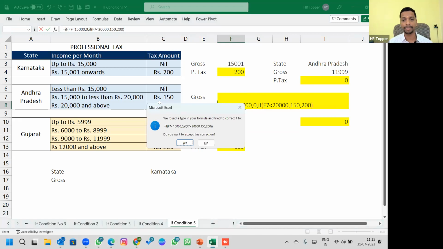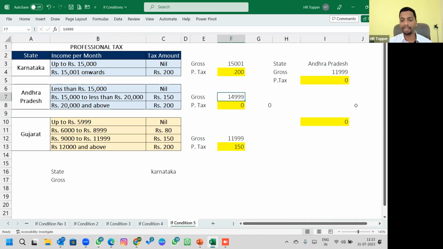See, if I make 15,000, it gives 150. If I make 20,000, it is not less than 20,000, so 20,000 is more than 20,000. Got it? Less than 20,000 is 19,999. So the moment 20,000 comes, it is 200. Very easy. Now let's do the last one so that you can understand.